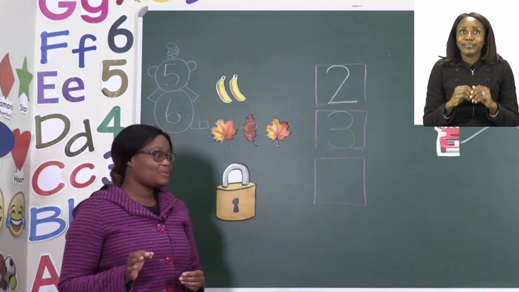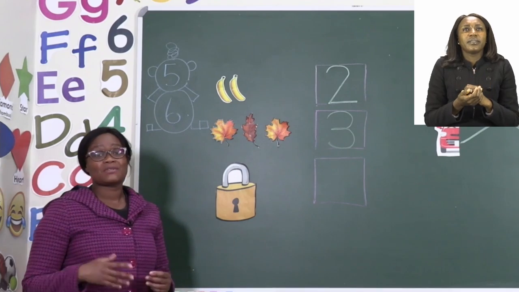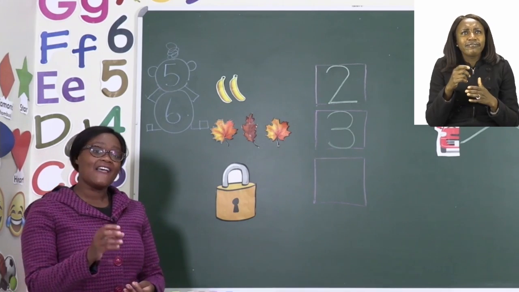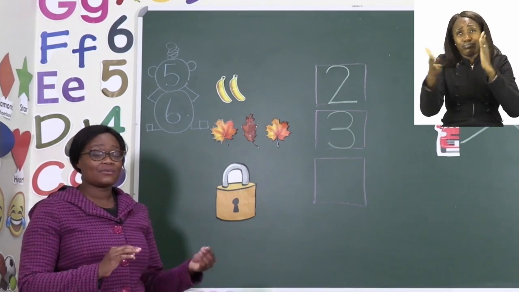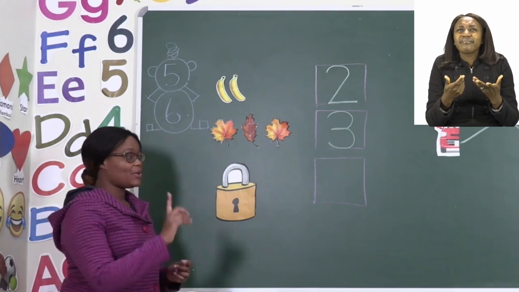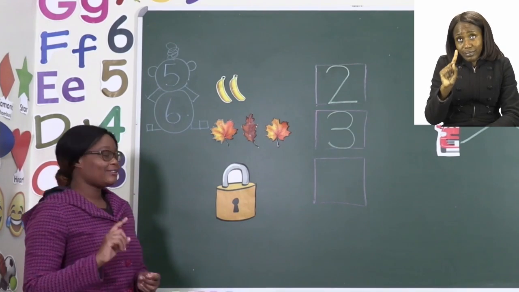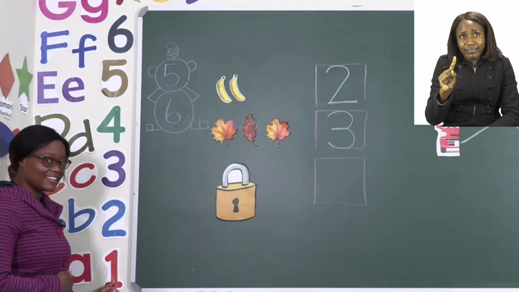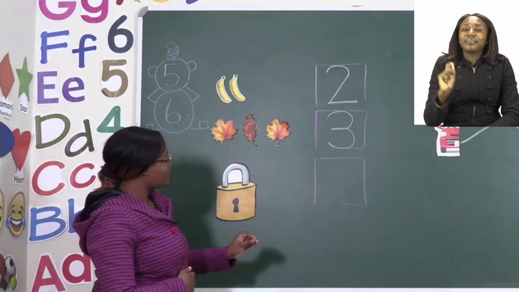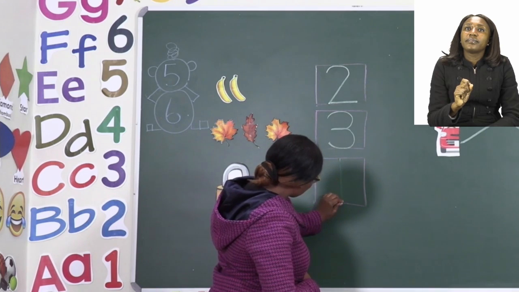The last one we can see is of a lock. Now most of us know this because this is how we lock the gates and the other gates that we have at home. How many locks do you see? 1. So that means there's only 1 lock, which means we are writing the number 1. And then we just go down.